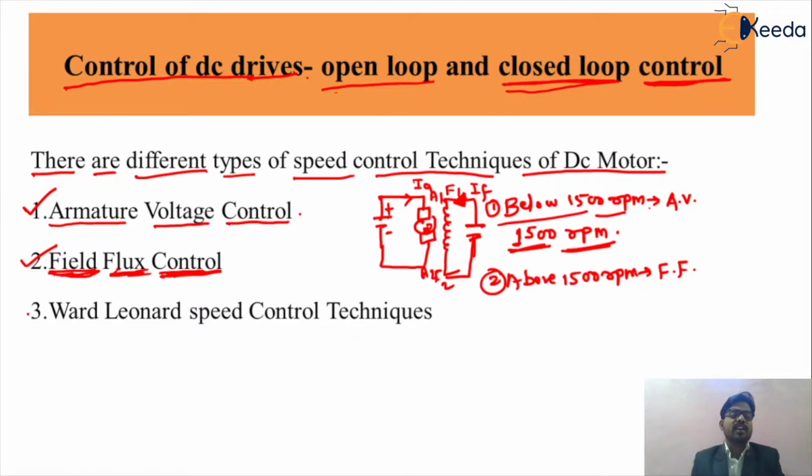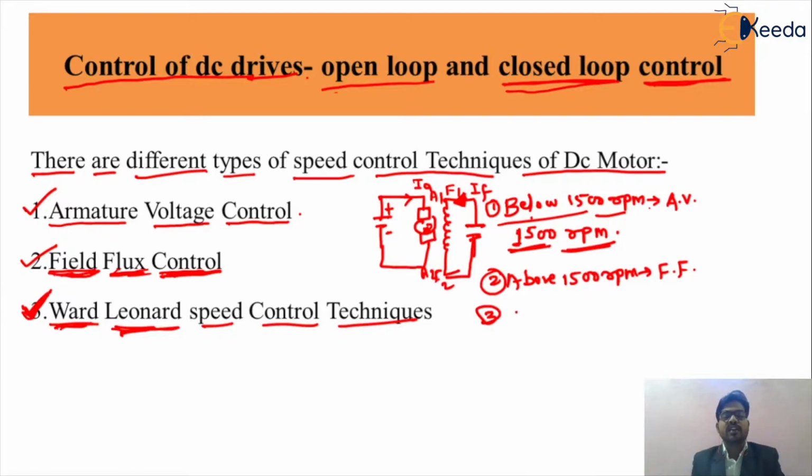After that, one of the important speed control techniques, because most of the time in an industry you want to control speed sometimes below the rated value and sometimes above the rated value. That type of speed control is done with the help of the Ward-Leonard speed control technique. Ward-Leonard is the name of the scientist who developed a speed control technique that will control the speed of your motor both below the rated speed and above the rated speed.